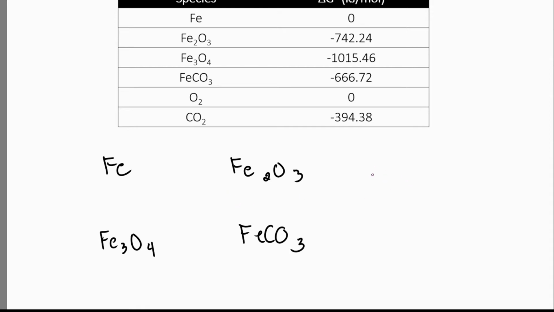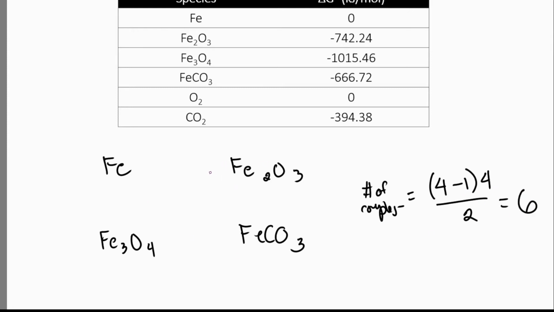From our equation, number of couples is equal to 4 minus 1 times 4 over 2, which is 3 times 4 over 2. This is equal to 6. You can look at it manually. There's 1, 2, 3, 4, 5, 6. So there should be 6 couples or 6 equations that we need to consider.